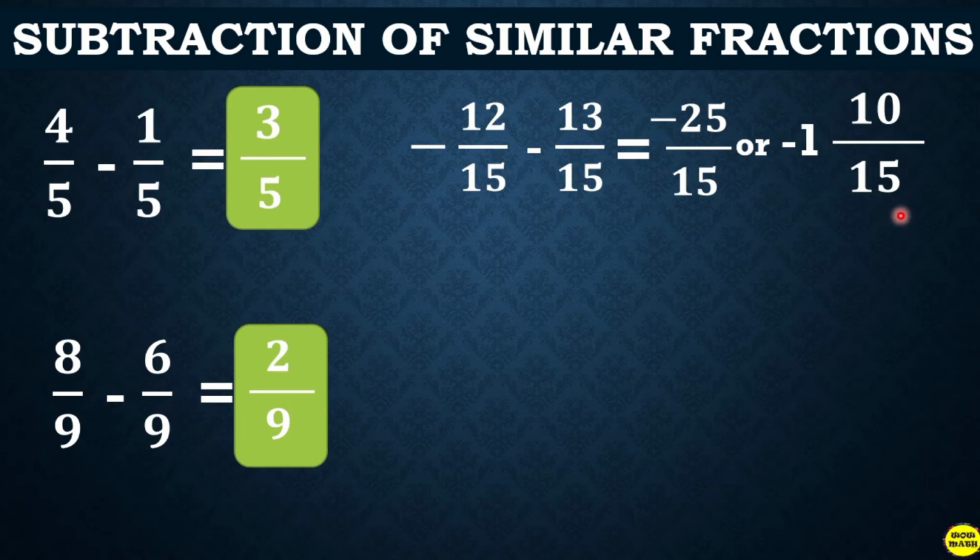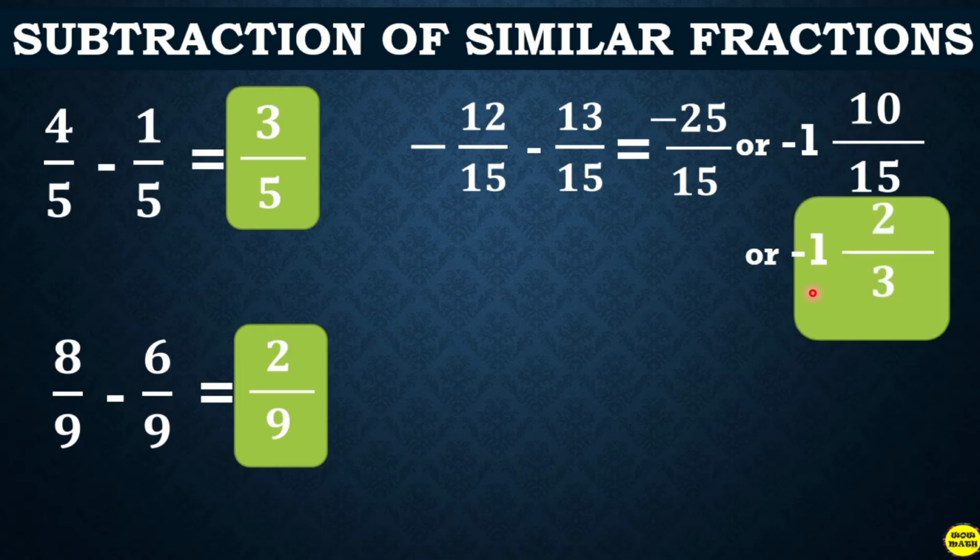Now, is this our final answer? Not yet, because we can still get the greatest common factor of 10 and 15, which is 5. So, we can still divide this by 5. So, we will have, we copy our whole number, the negative 1. And then 10 divided by 5, that is 2. 15 divided by 5, that is 3. So therefore, our final answer is negative 1 and 2/3.